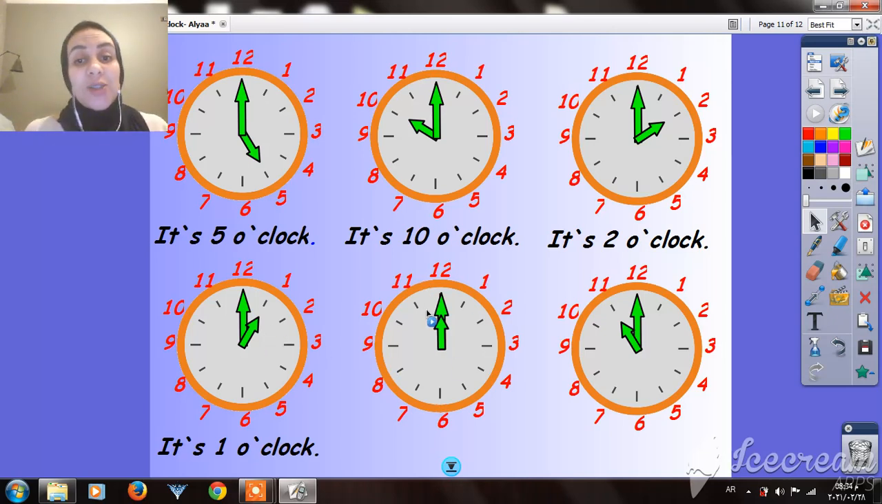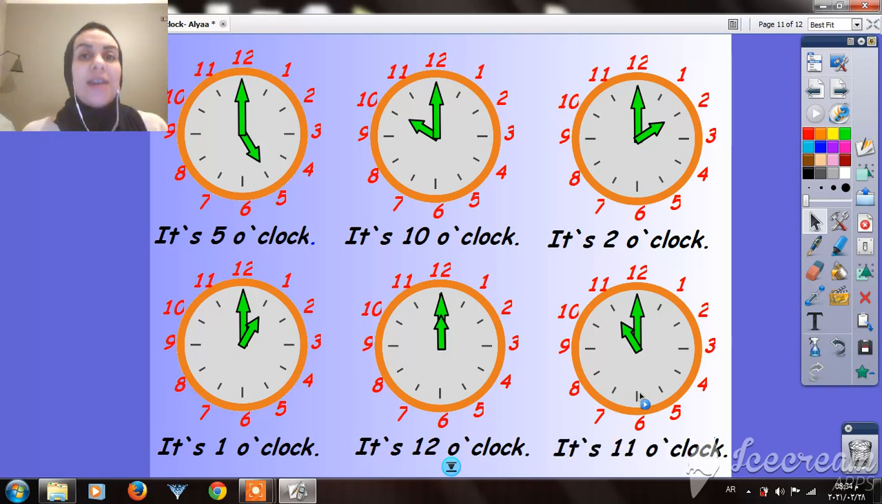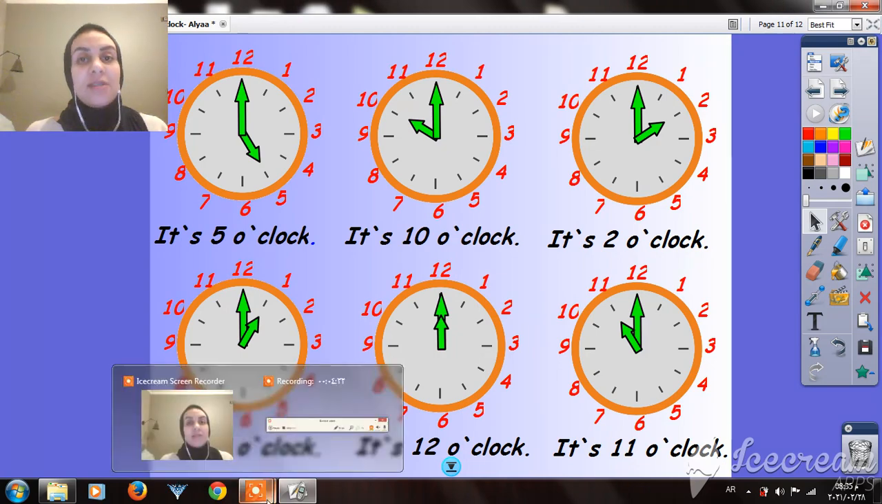Okay, here in this one, the short arm and the long arm pointing to number 12. We said before, if we want to know the clock, we look at the short arm. It's pointing to what? To number 12, right? So it's 12 o'clock. Very easy. Okay, here the last one, the short arm is pointing to number what? Number 11, so it's what? 11 o'clock. This is the end of the lesson of the clock.